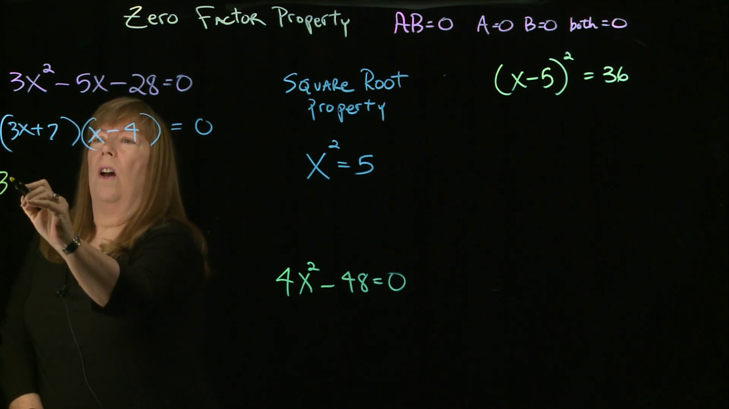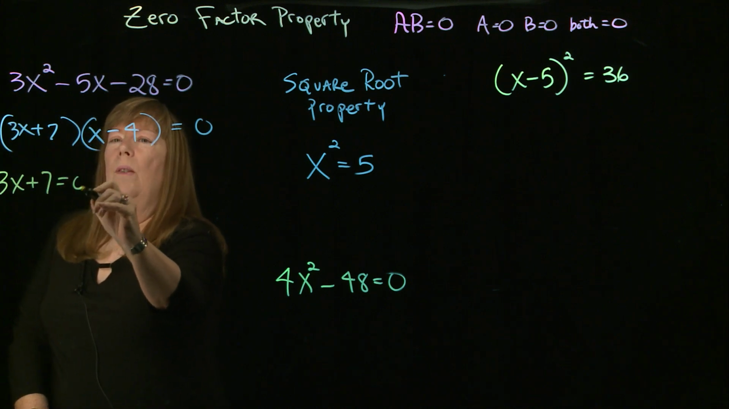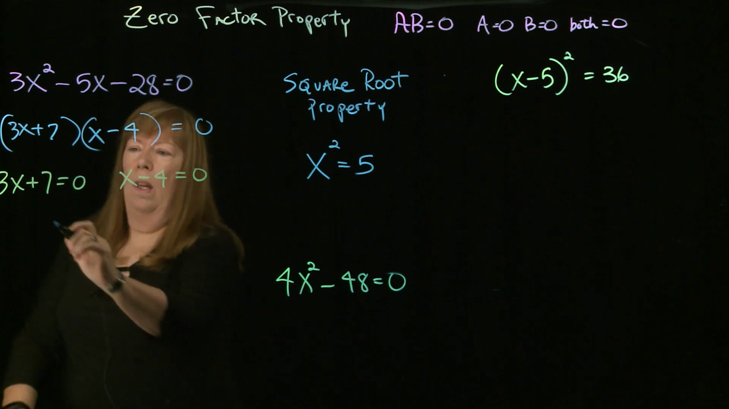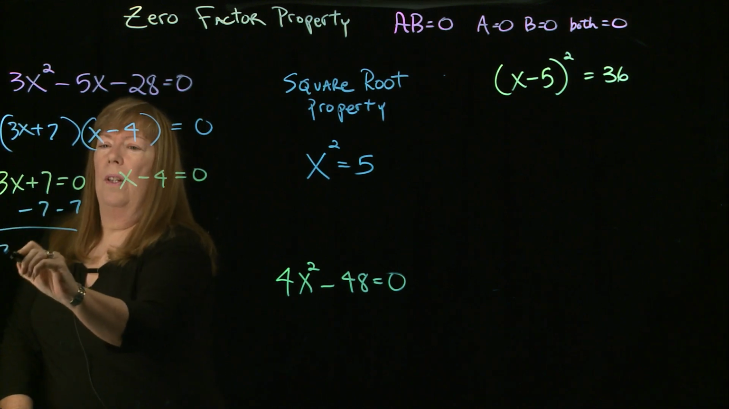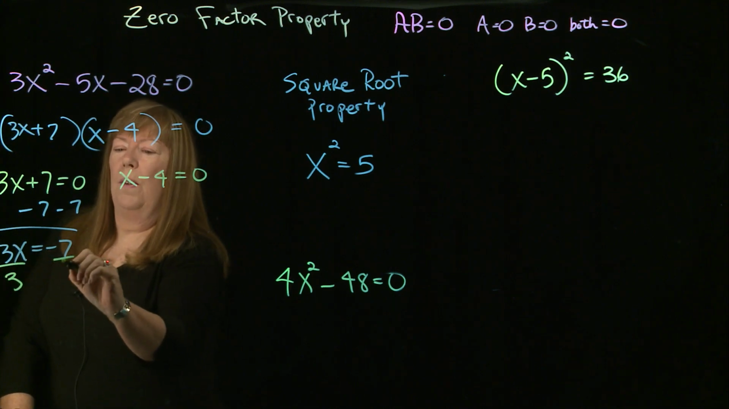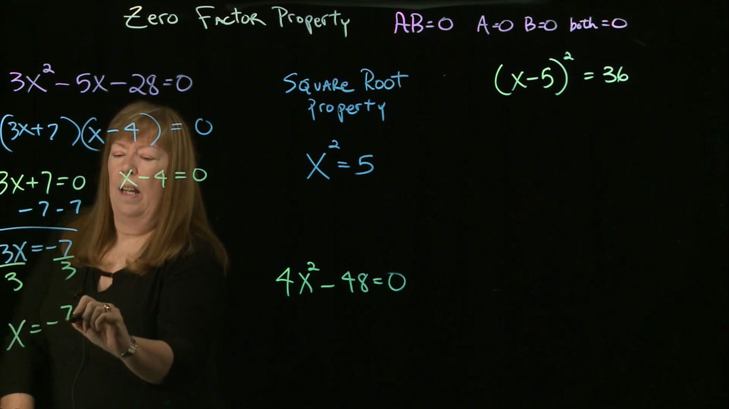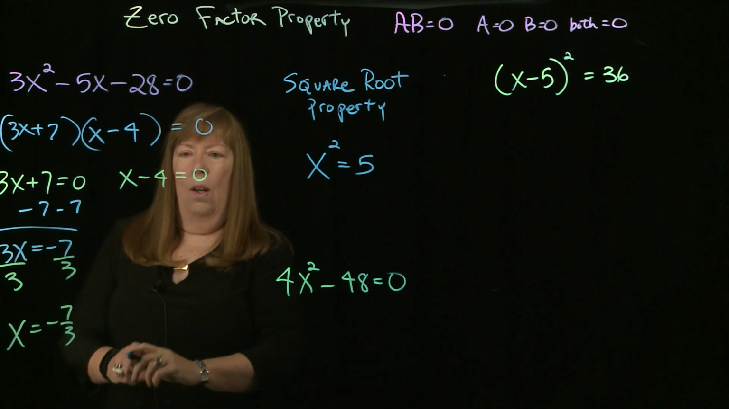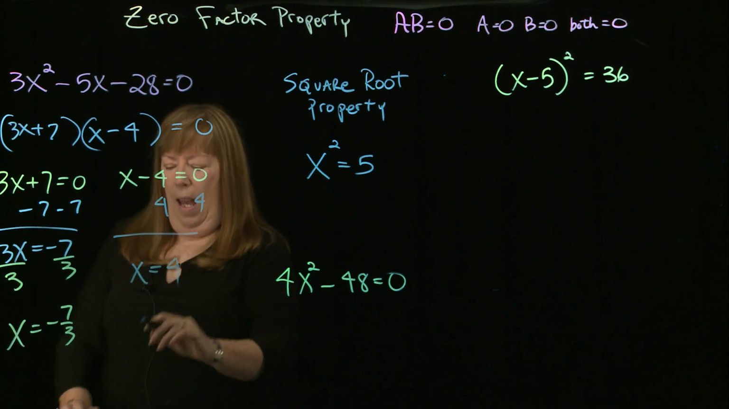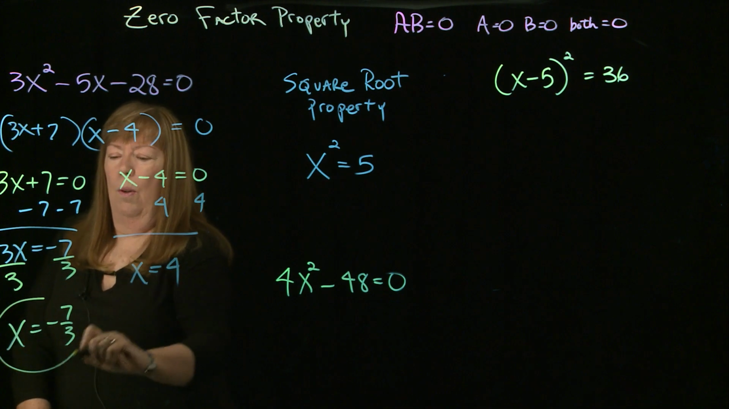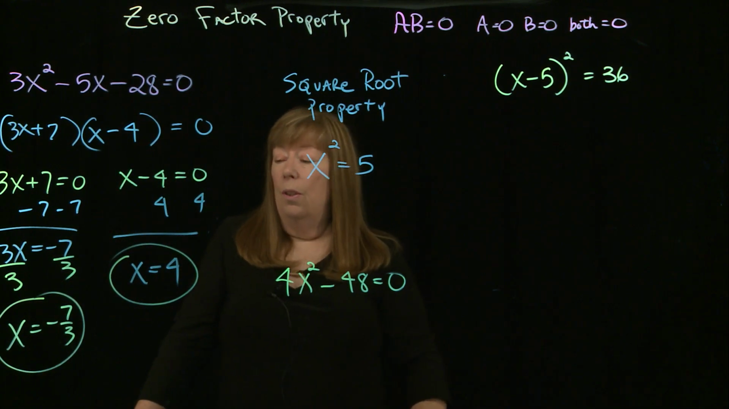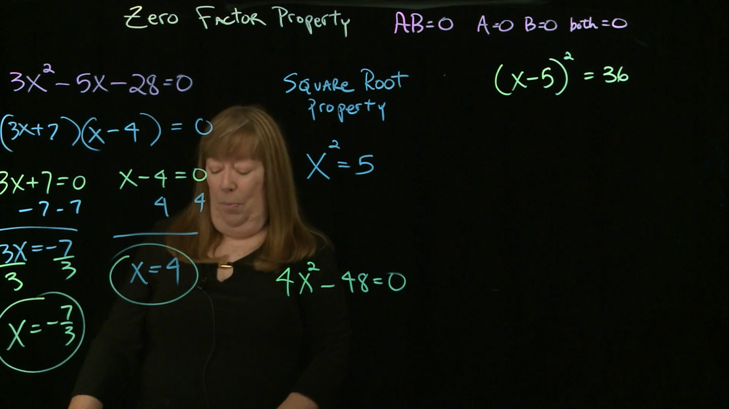Okay, let's just finish this off. 3x plus 7 equals 0, and x minus 4 equals 0. Subtract a 7, and you have 3x equals negative 7. Divide both sides by 3, and you have x is negative 7/3. Over here, I'm going to add a 4 to both sides, and I simply have x equals 4. Quadratic equations generally have two solutions, two different solutions, and that's it. Very good.